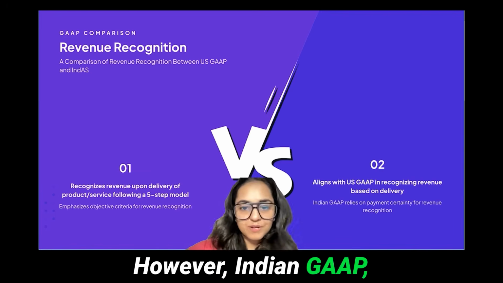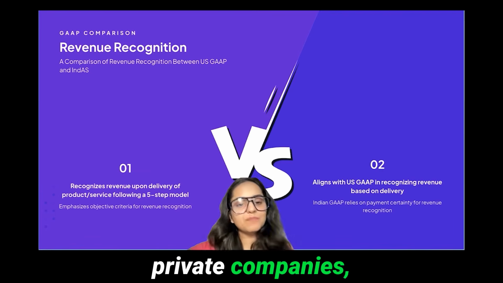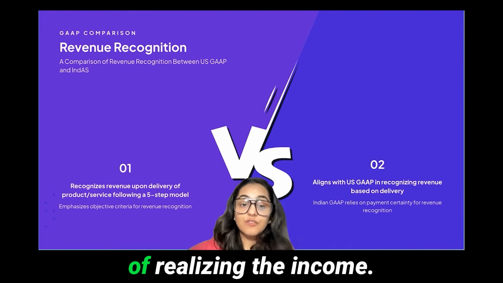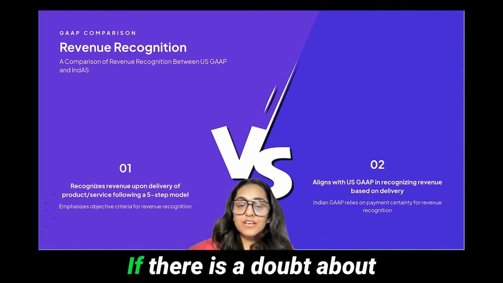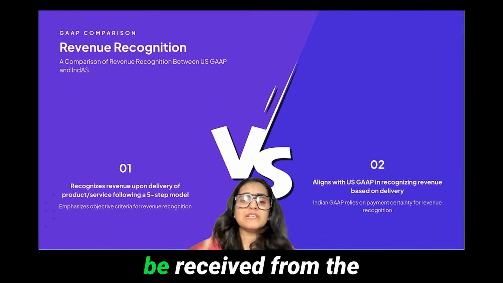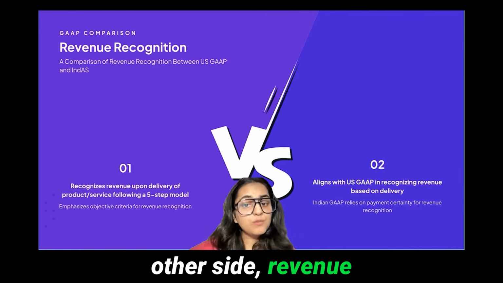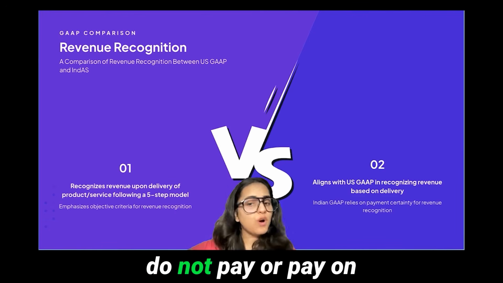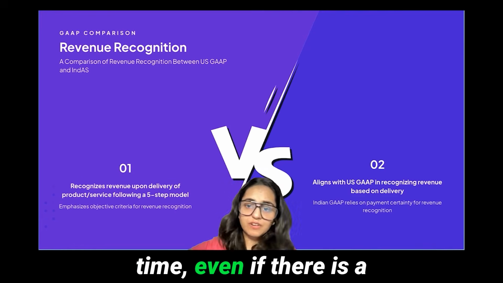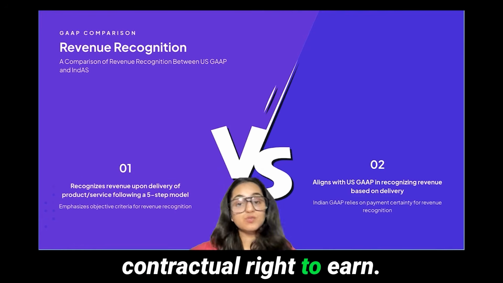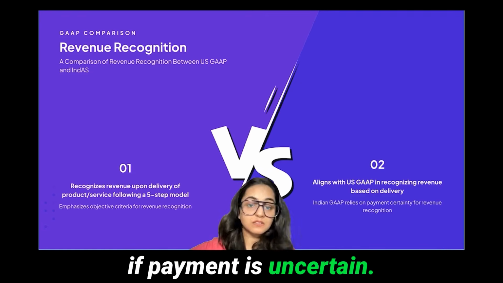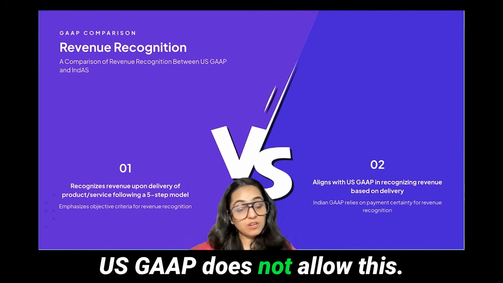However, Indian GAAP, applicable to most private companies, does not follow this. They rely on certainty of realizing the income. If there is a doubt about whether payment will be received from the other side, revenue may not be recognized. In India, many clients do not pay or pay on time, even if there is a contractual right to earn. So there is a scope to not recognize revenue if payment is uncertain. US GAAP does not allow this.